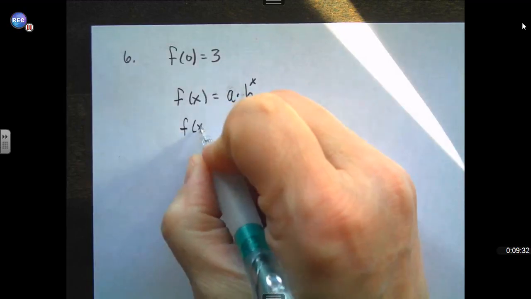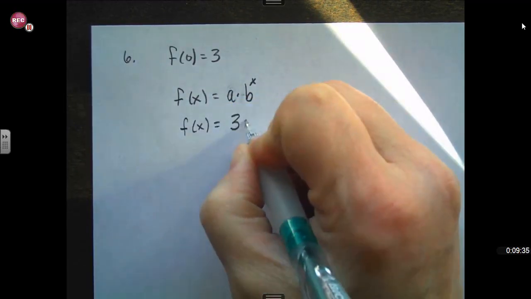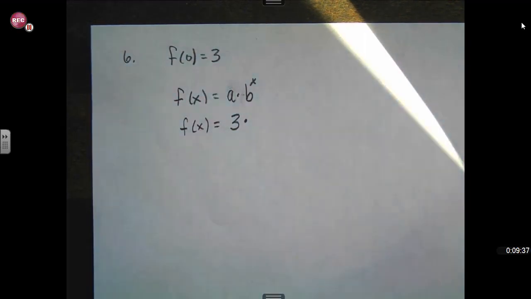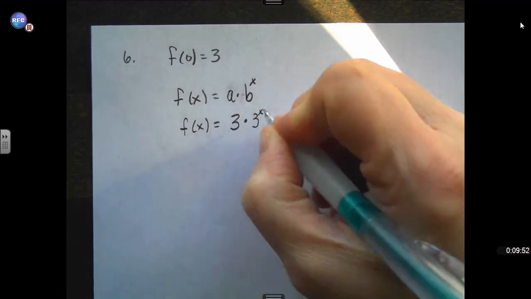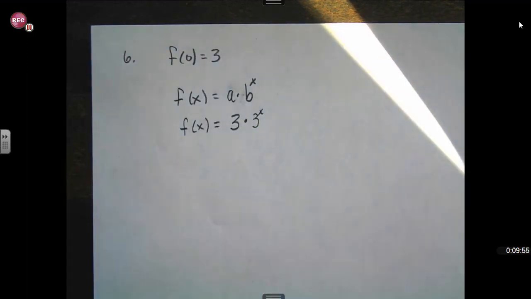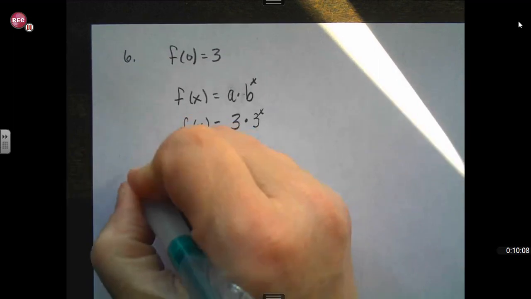And a is my starting point. So what do I get when I plug in 0? I get 3. And then b is what I'm multiplying by each time. And so it looks like in this, I'm multiplying by 3. And so it's going to be 3 times 3 to the x. And actually, there is a way for us to simplify that, but we are not going to. We're going to leave it like that because that's what makes the most sense in working with the exponential functions that we're working with. Okay.